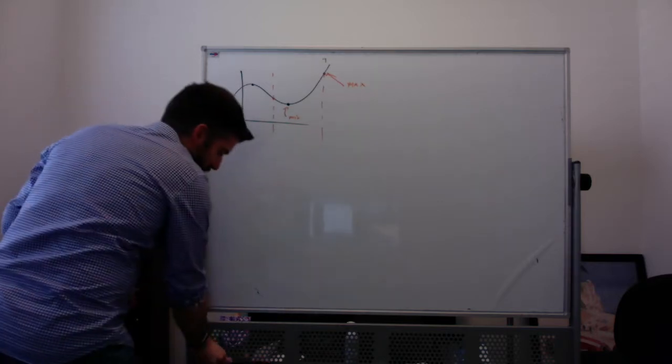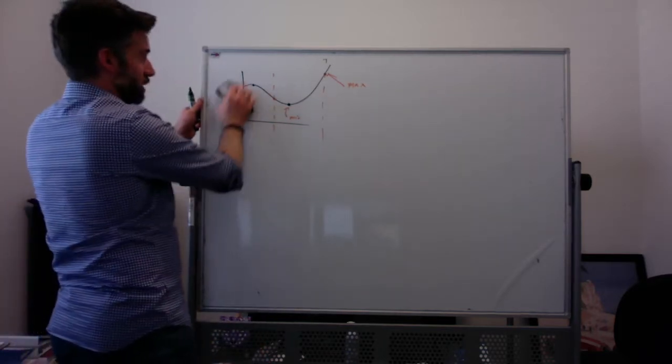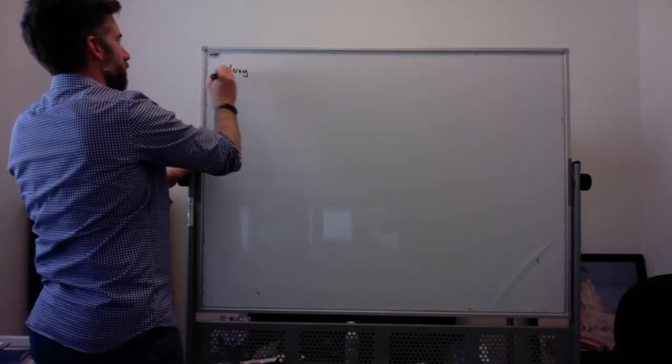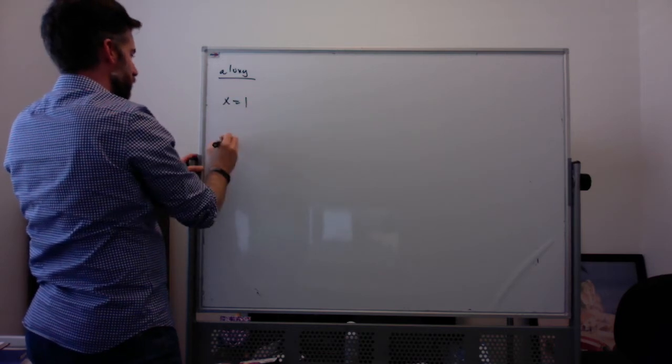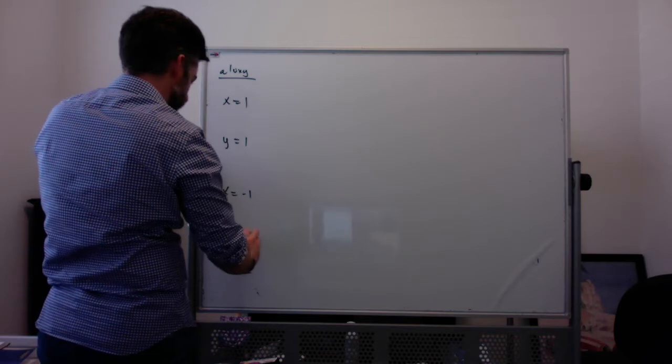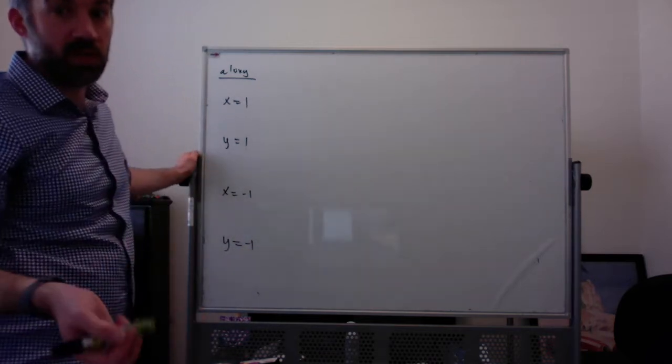So in the same sort of way, all of the boundary points are candidates to be max or min, so we test those. What we do is we look at the 4 equations. We're going to be along x equal to 1, y equal to 1, x equal to -1, and y equal to -1. And then we just plug those into the function.